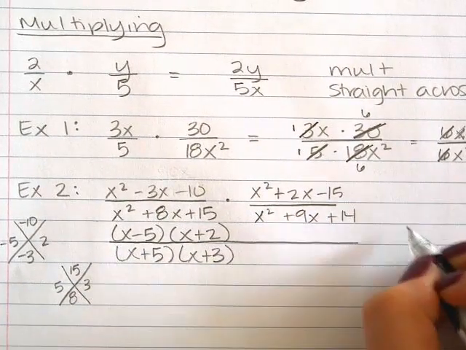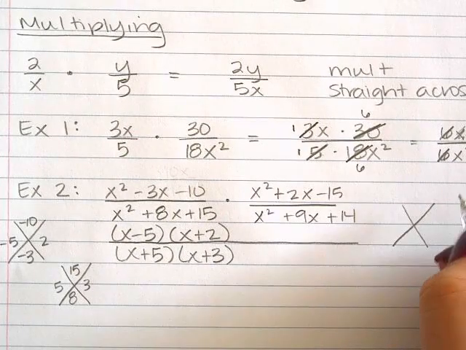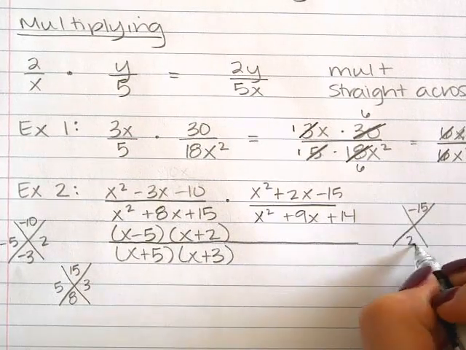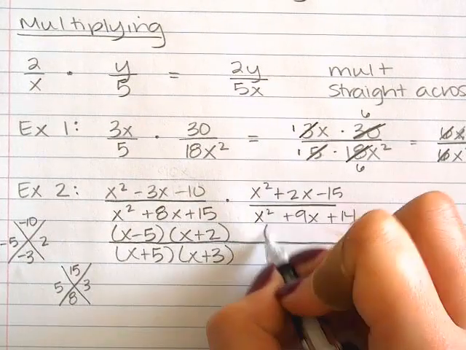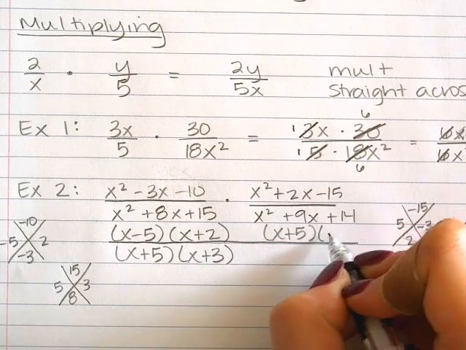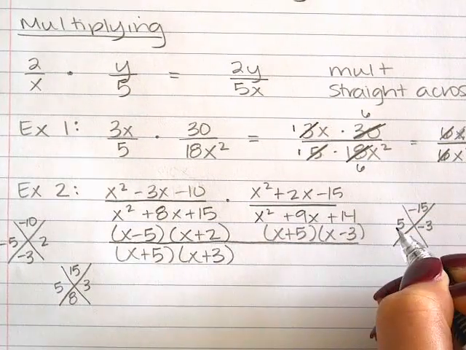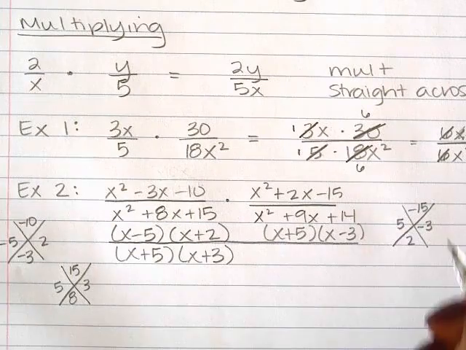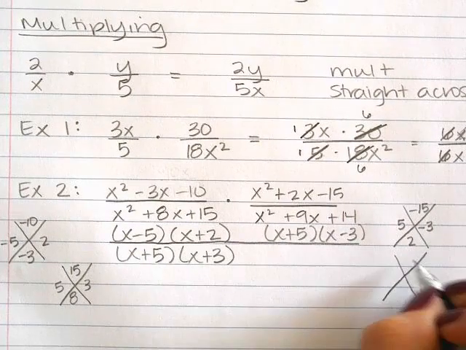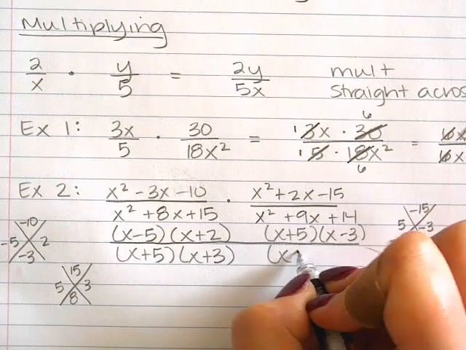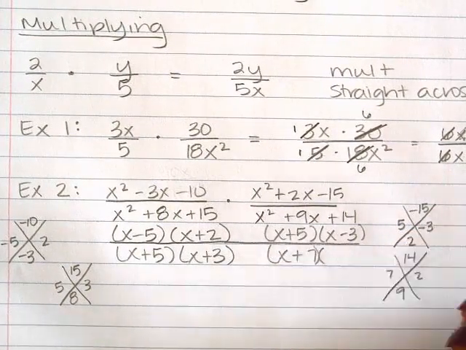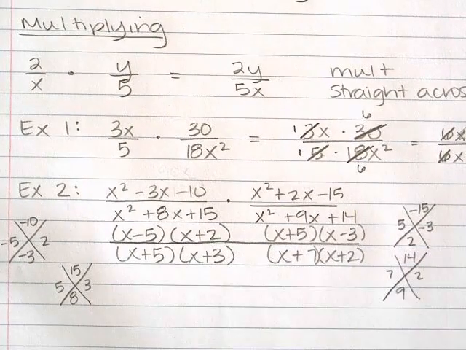And then over here I have two things that multiply to negative 15 but add to 2. So that would be 5 and negative 3. So x plus 5, x minus 3. And then I have two numbers that multiply to 14 but add to 9. So that's 7 and 2. x plus 7, x plus 2. Okay, so anything that would divide to equal 1 can cancel.